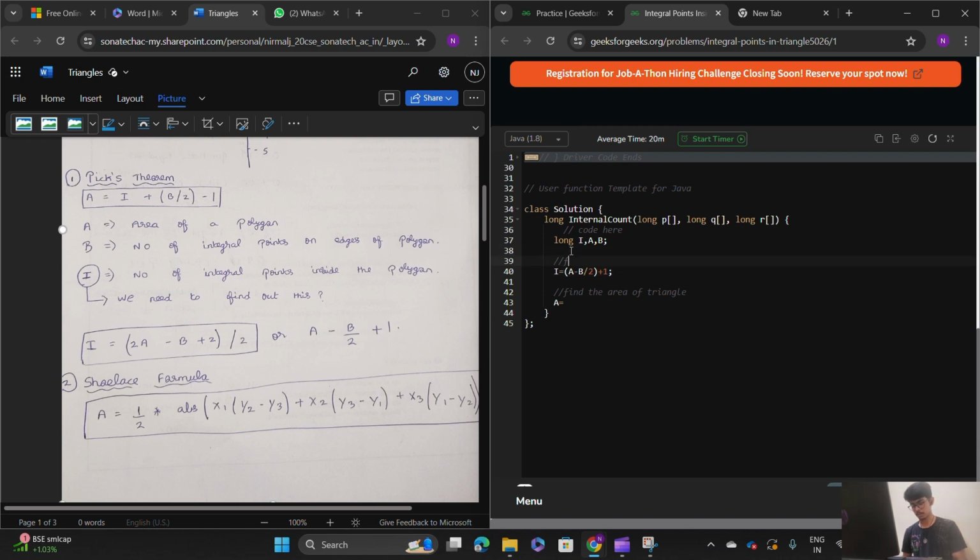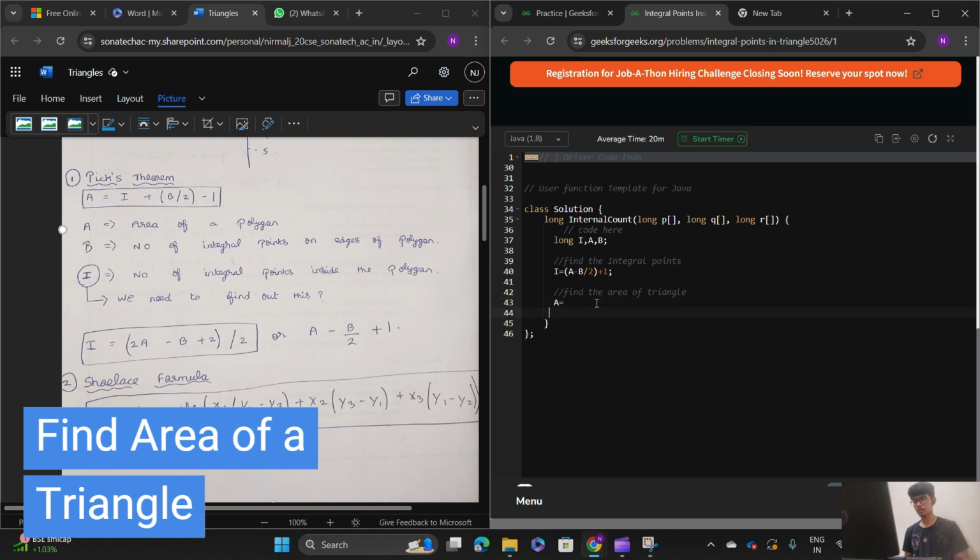Finding the integral points. Okay, for finding the integral points, we are going to use this formula. This formula is used only in the final part of this program. So first of all, I'm going to find out the area of the triangle.